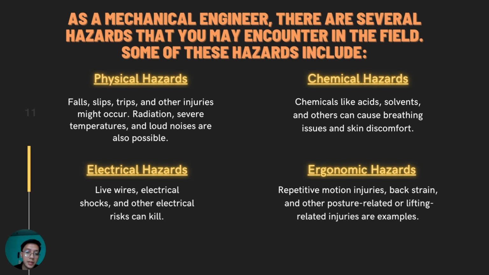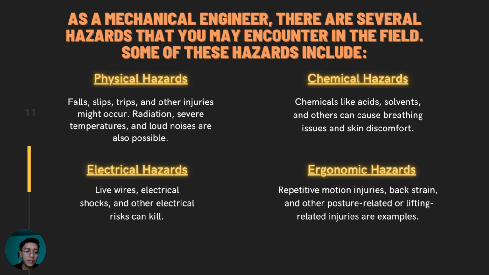Another one is chemical hazards. This includes exposure to hazardous chemicals such as acids, solvents, and other substances that can cause respiratory problems or skin irritation. Followed by electrical hazards. This includes exposure to live wires, electrical shocks, and other electrical hazards that can cause injury or death. And the last one, the ergonomic hazards. This includes repetitive motion injuries, back strain, and other injuries caused by poor posture or incorrect lifting techniques.